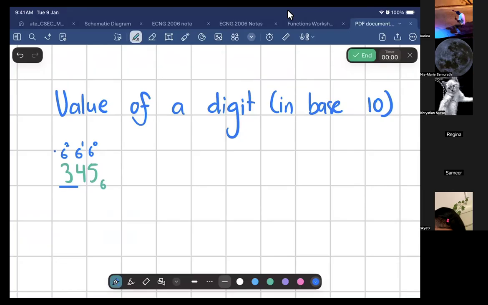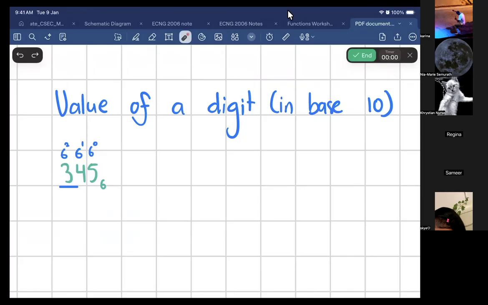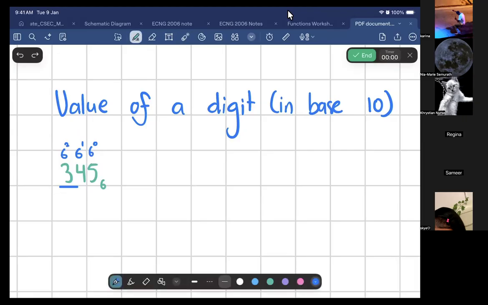Like hundreds? It wouldn't be hundreds, because it's base 6, not base 10. So instead of hundreds, you would have 6 squared, which is really 36. You wouldn't say 100, you would say 36. It's a bit weird.